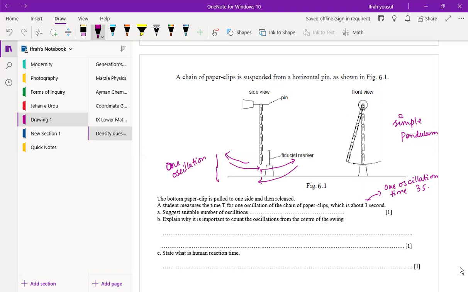All right. So suggest a suitable number of oscillations. If you want to find out the time period, what is the time period?